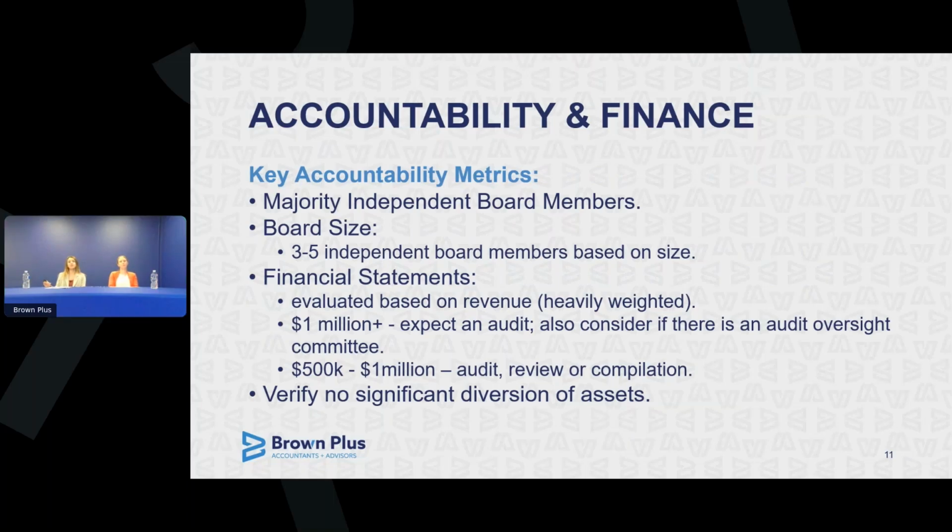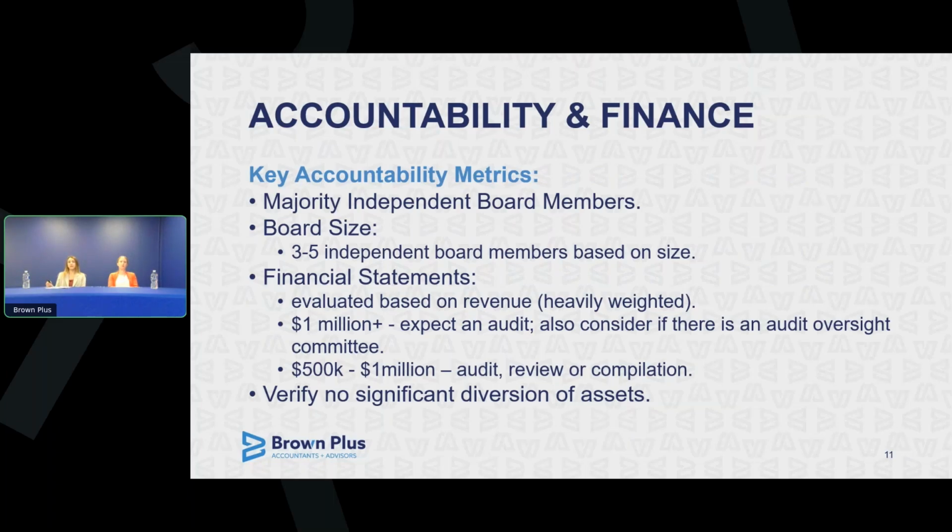They'll look at board size. Depending on the size of the organization, they want to see 3 to 5 independent board members. They'll look at the level of financial statements that you're getting. There are 3 levels that an organization could get. You can get a compilation, which is the lowest level of service, a review, and then an audit, which is the most comprehensive financial statement that you could receive.